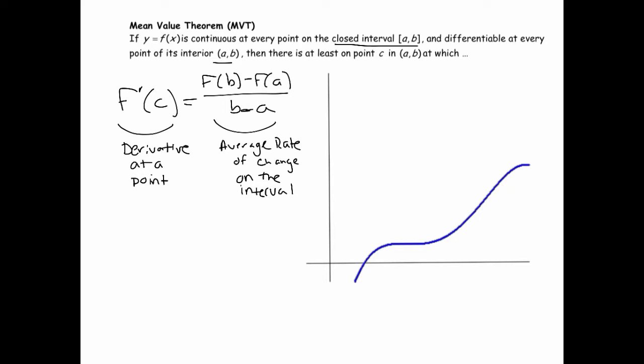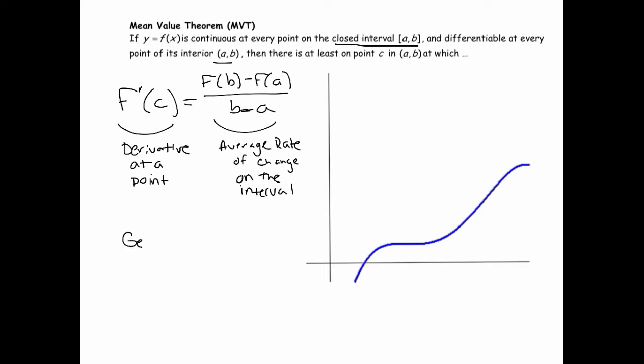Okay, so analytically, that's what we mean. We mean that there exists a value c, so it's an existence theorem, really. It doesn't tell us how to find it. It just tells us that it exists. So there exists a value c such that the instantaneous rate of change at c is equal to the average rate of change over the interval.